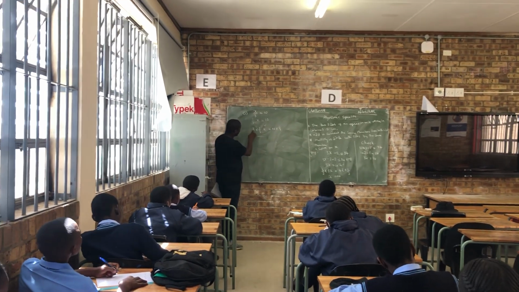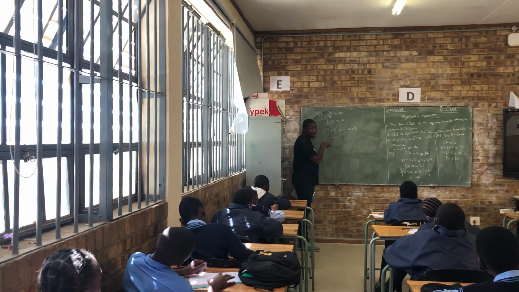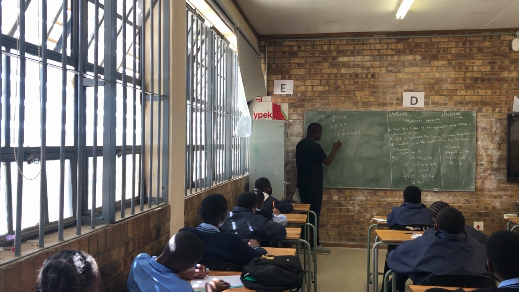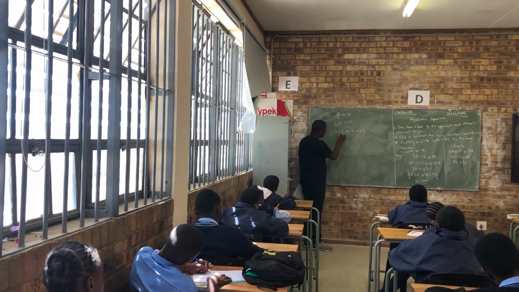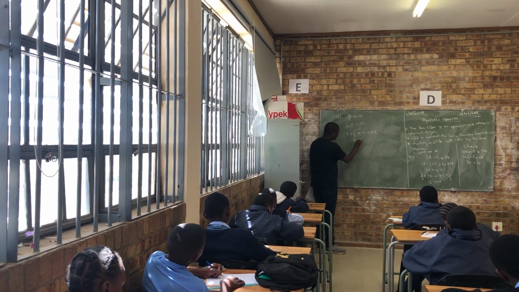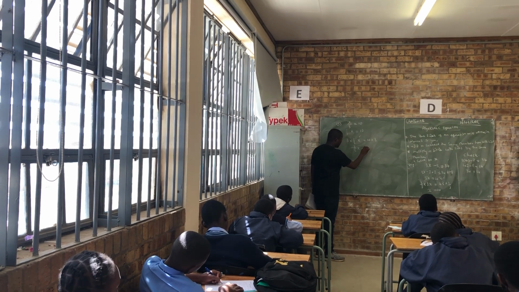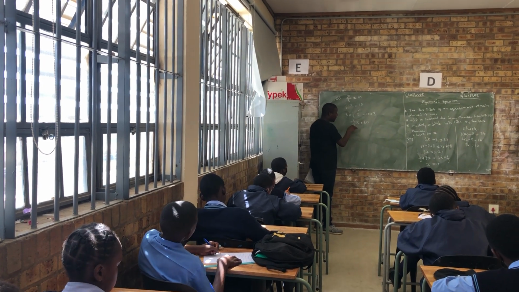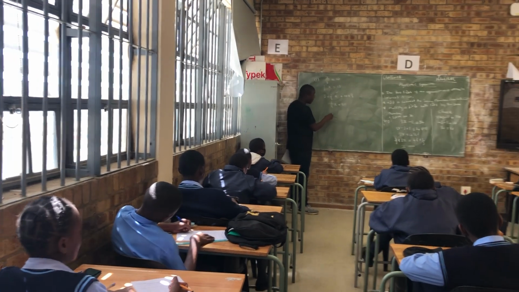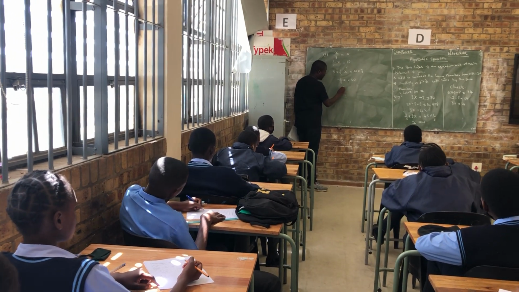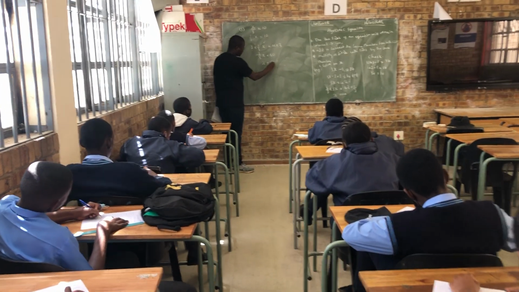This is the same as over 1. 3 multiplied by 1 is 3, 1 multiplied by 3 is 3, that is x. 10 multiplied by 3 is 30. So 3 divided by 3 is 1, and we have x equals 30.